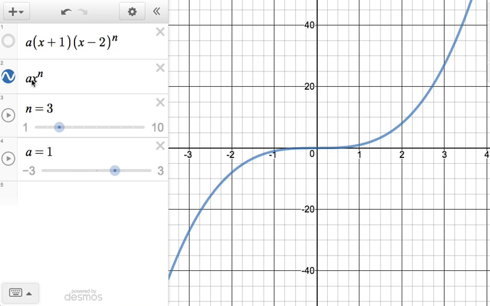Polynomials here. You have ax to the n power. So your n is 3, your a is 1. So what this is saying is the 1 goes there for a, and the 3 goes there for n. So it's 1x to the third. So that is what x to the third looks like.